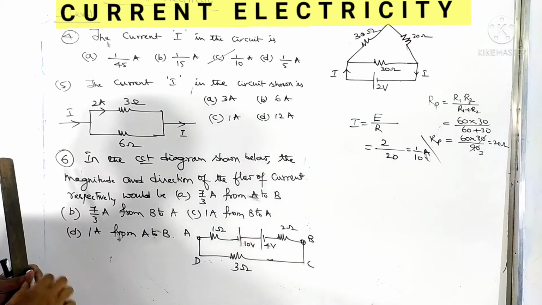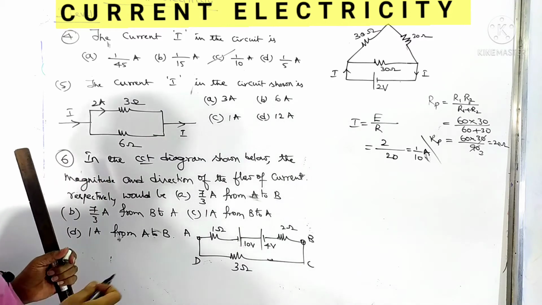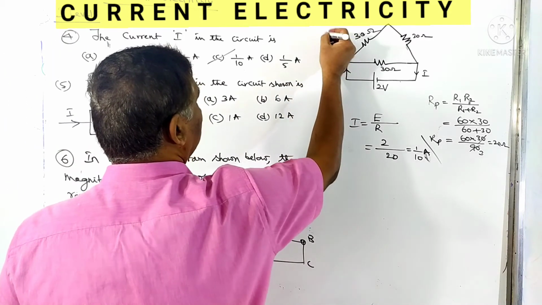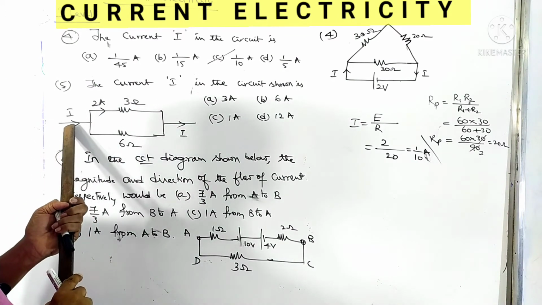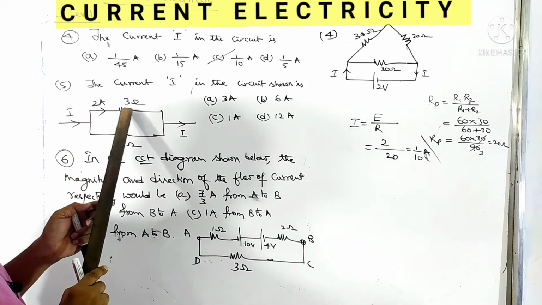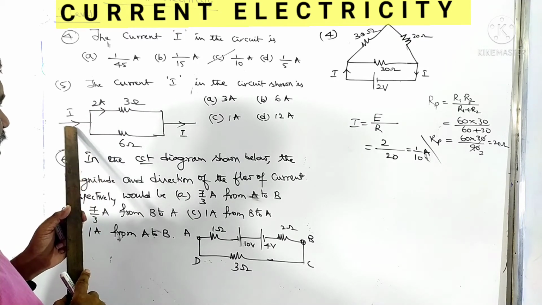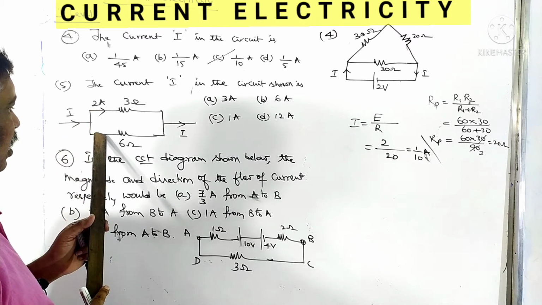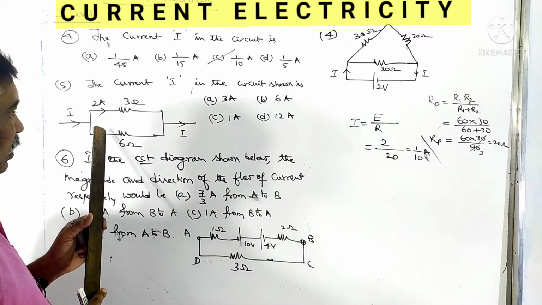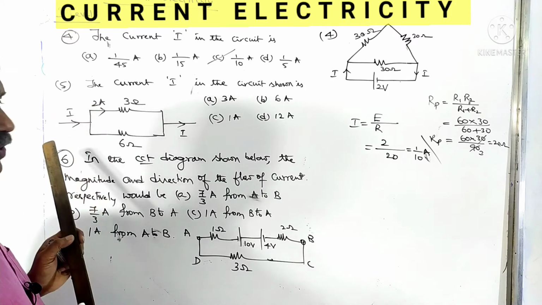In the next question, the current in the circuit shown is, just observe the circuit diagram. So this is the current I. Here there is a flow of 2 ampere current. Now we have to find out what this current is. So 2 ampere is flowing here. Here there may be some current. We don't know. That current if we can find out, that current plus 2 ampere current will be I.